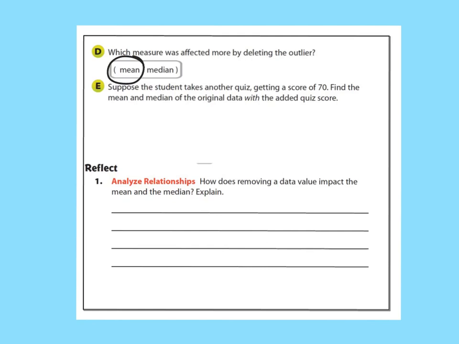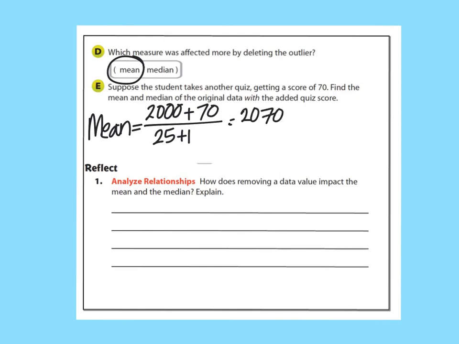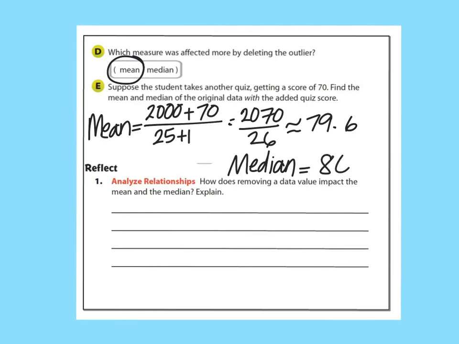And then it says, suppose the student takes another quiz getting a score of 70. Find the mean and the median of the original data with the added quiz score. So to do that, we know that our original total was 2,000, and now we have one more score, that's 70. And we originally had 25, so we're going to add one more. We end up with 2,070 divided by 26. This average comes out to be about 79.6. The median in this case, if we added that one extra value, still will equal 80.